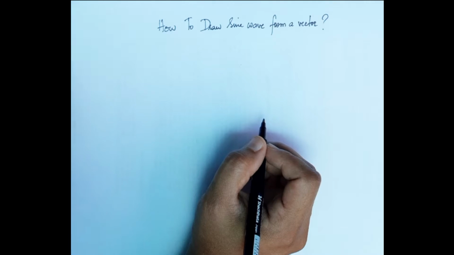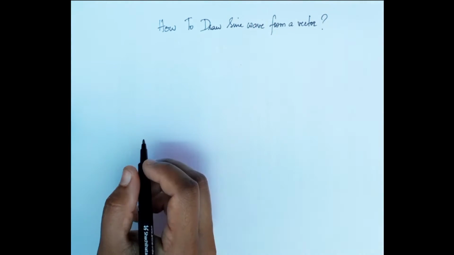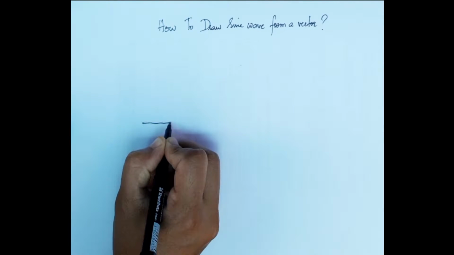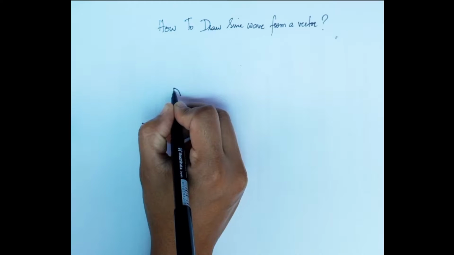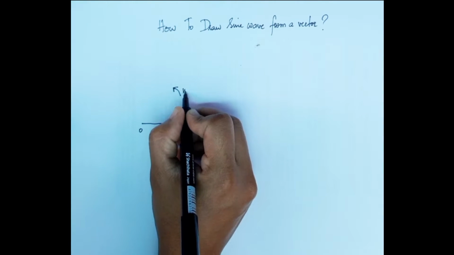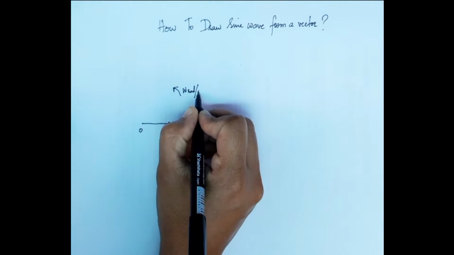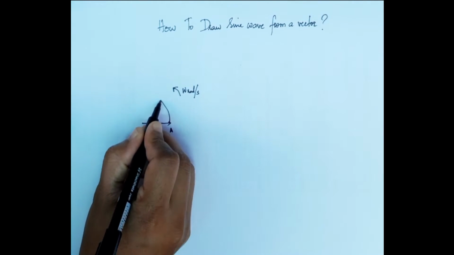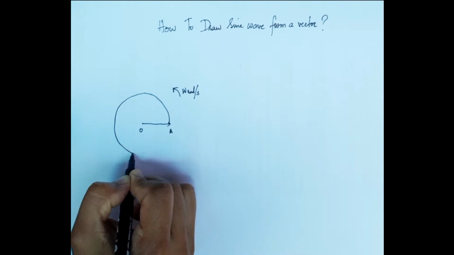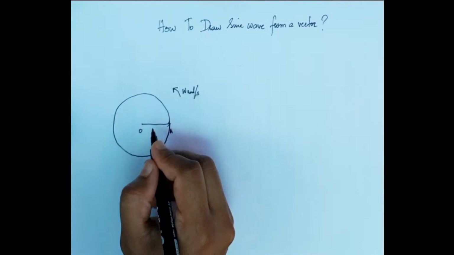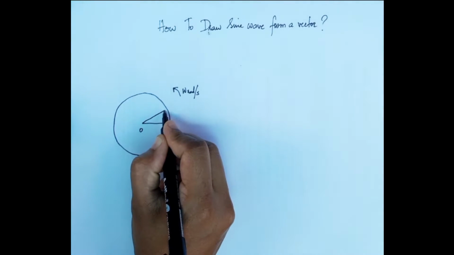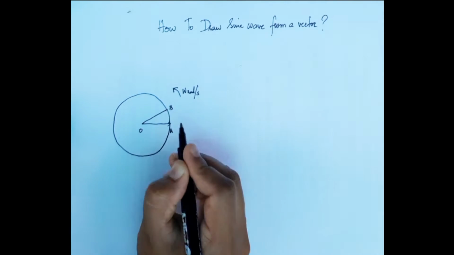Hi guys, let's see how to draw a sine wave from a simple vector. Let OA be a vector that rotates freely in the anti-clockwise direction at a velocity called angular velocity, or omega radians per second. At time t, OA has reached OB and BC is perpendicular to OA.